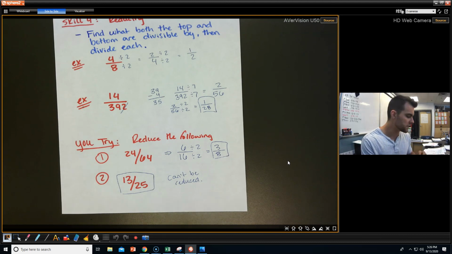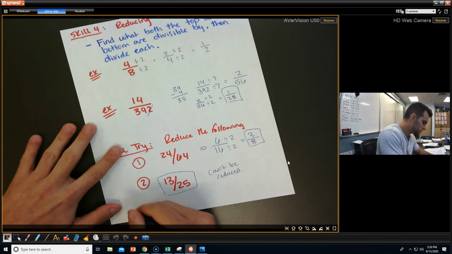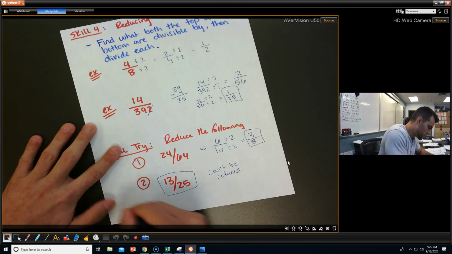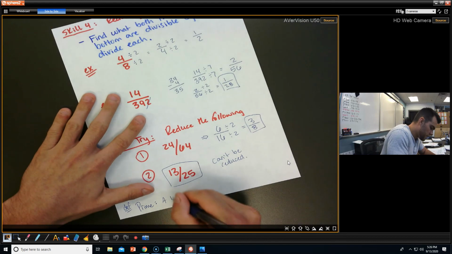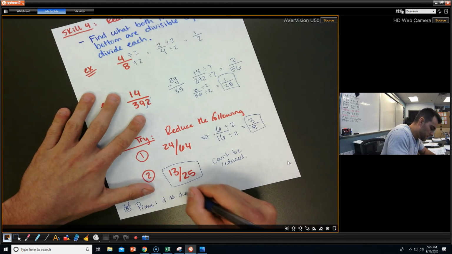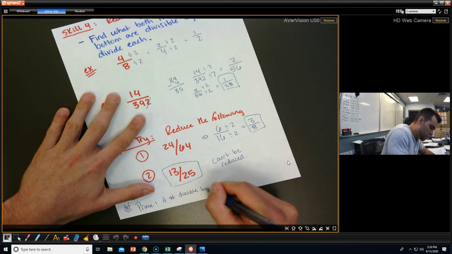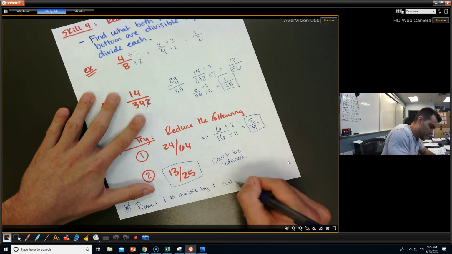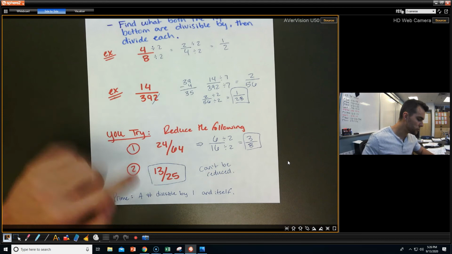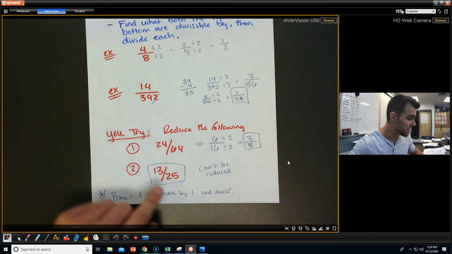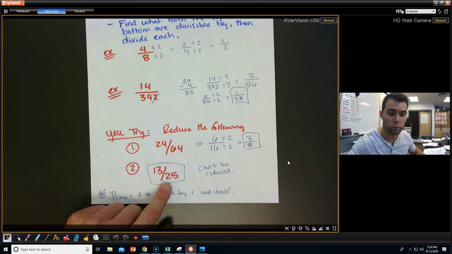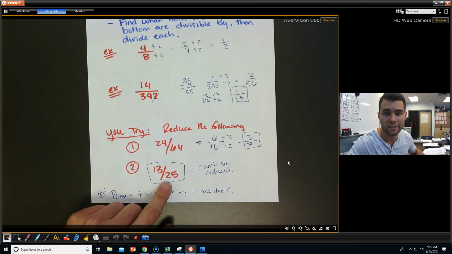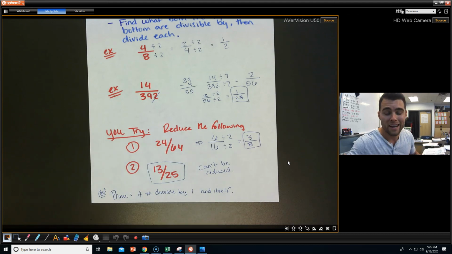So a prime number, this is a quick definition: a number divisible by 1 and itself. If you run into a prime number, unless the other number is divisible by that number, in this case, if 25 was divisible by 13, you're probably not going to be able to reduce it. But double check, okay? Double check.